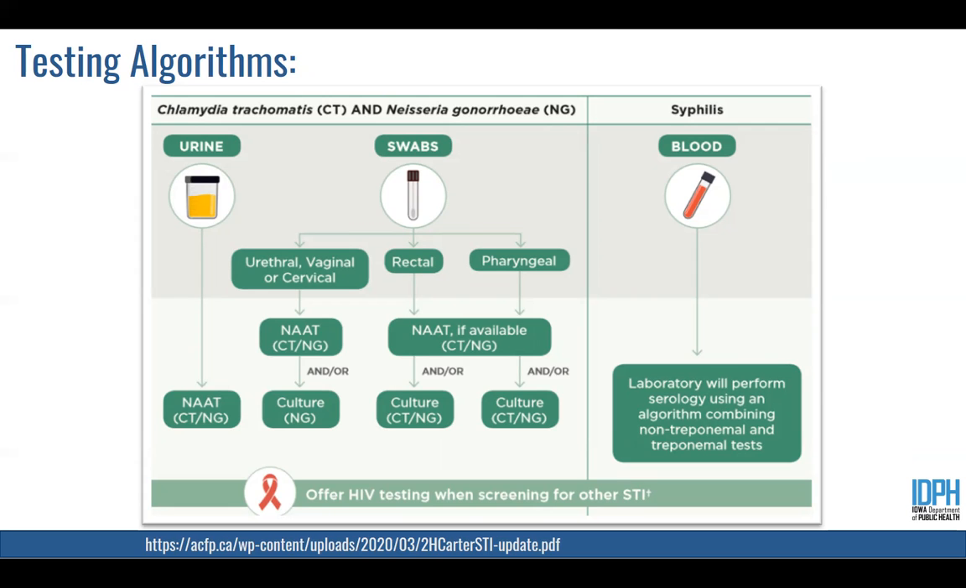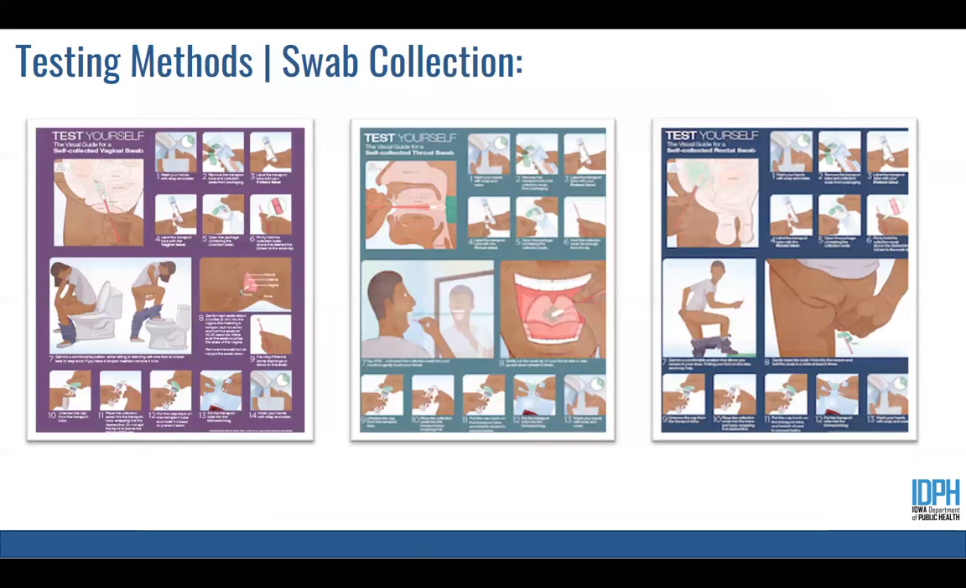Also, just as a point of reference, self-swabbing is a recommended method of sample collection for individuals when addressing extragenital screening. There are several visual aids available to have in your clinic or bathroom area to help provide instruction to individuals about collecting vaginal, oral, or rectal swabs for chlamydia and gonorrhea screening.